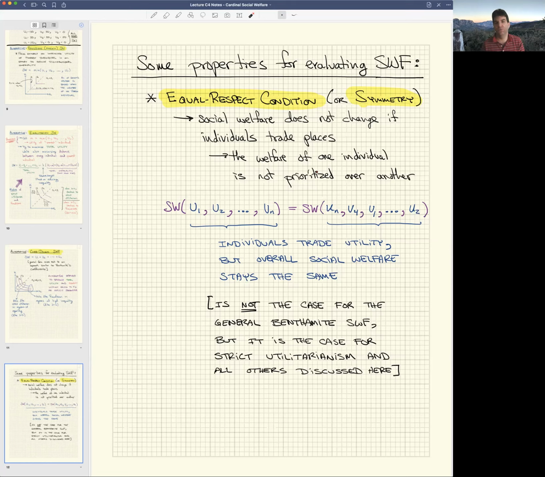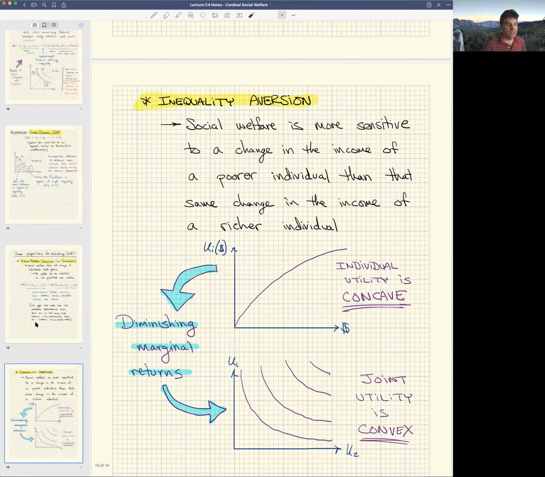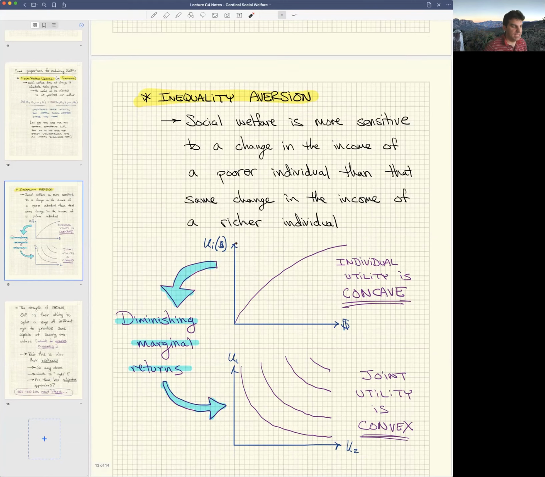So a Benthamite utility function, when you favor some individuals over the others, does not meet this. But total utility does, and the per capita does. Any one of these that are symmetric across the diagonal meet this condition. And then the last condition I want to spit out here before asking for questions is inequality aversion. Inequality aversion is basically the convexity of the indifference curves of the social welfare function. It is the idea that we favor distributions that are more equal than distributions that aren't.